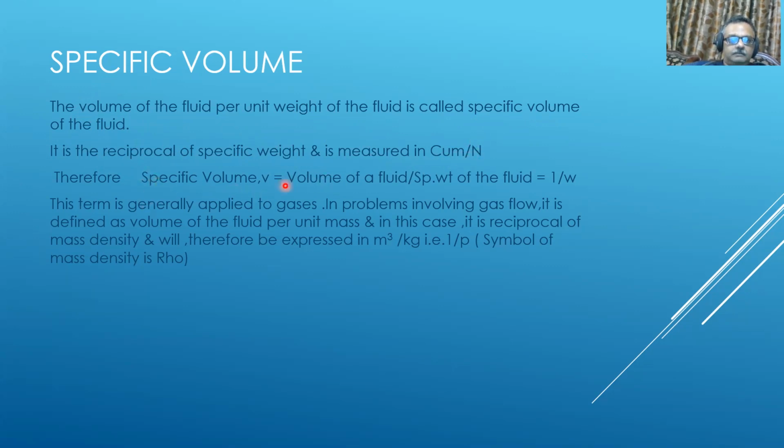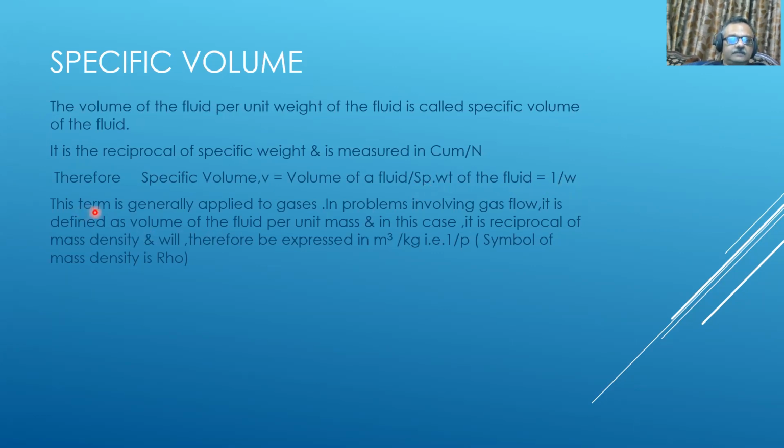So this is the formula of specific volume: volume of a fluid divided by specific weight of the fluid. So specific volume is denoted by v, and 1 is divided by w. Because students, why w? That is because the volume of a fluid is divided by the specific weight of the fluid.